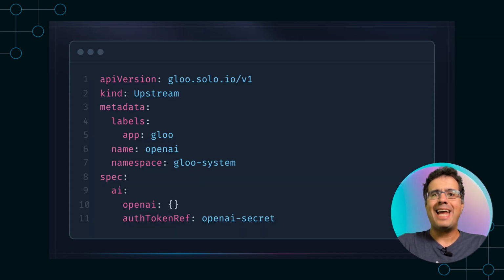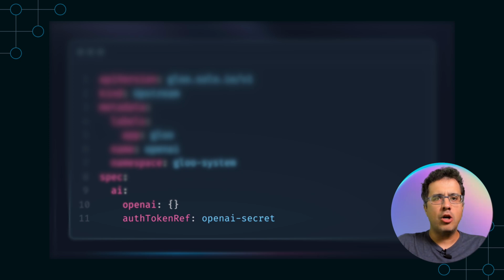Let's take a look at how you can use Gloo AI Gateway and the upstream resource to define and manage access to large language models. Using an upstream resource, we can configure a specific LLM provider. In this example, we're defining an upstream resource for the OpenAI LLM provider. Notice that we're referencing a token called OpenAI Secret. This refers to the Kubernetes secret containing the API key that gives you access to the LLM provider.